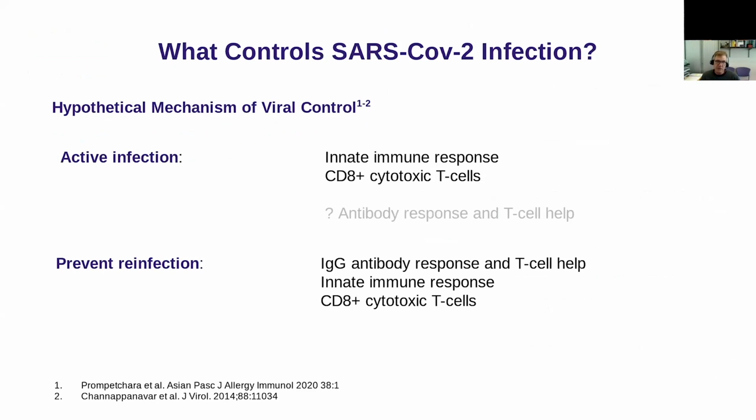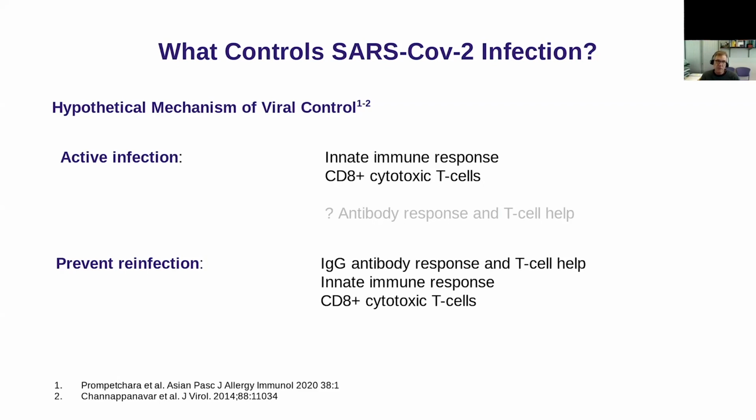So this is just a summary slide. In terms of viral control, innate immune responses are important. And CD8 positive cells are important. We expect antibody responses may be needed, but they're not essential. And obviously, if you're talking about IgG and IgA responses, those require T cell help in terms of class switching and affinity maturation, and that often is driven by CD4 T cells.